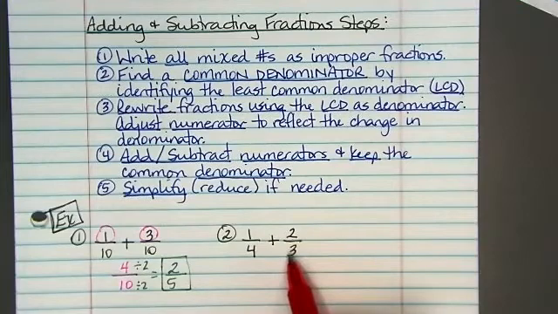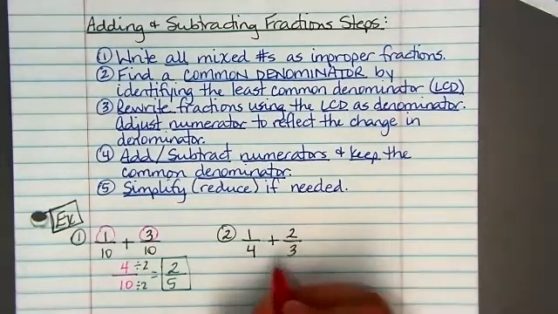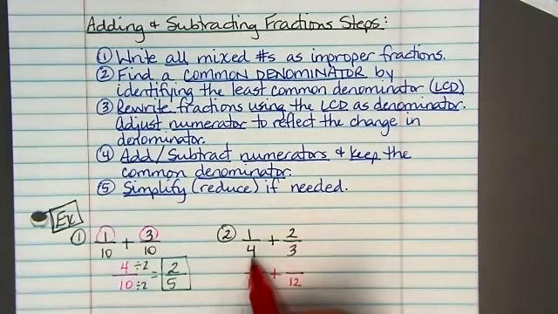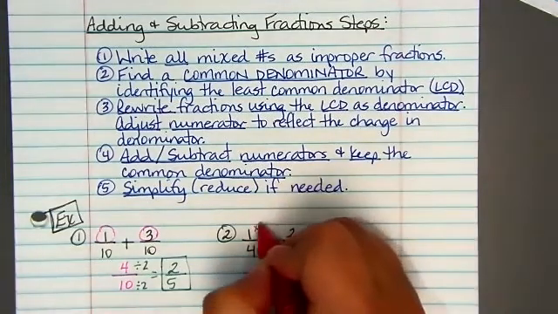The factors of 12 are 2, no. 6, no. 4, no. 3, no. 1, no. 12, yes. So 12 is it. So my common denominator is going to be 12. So I'm going to write that new denominator down, and I'm going to ask myself, how many times does 4 go into 12? 3 times. So I'm going to multiply times 3.